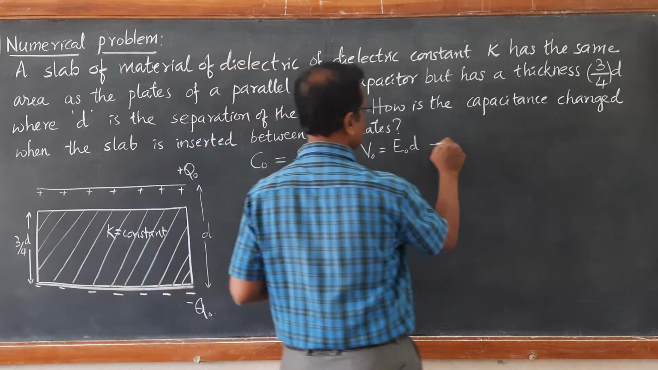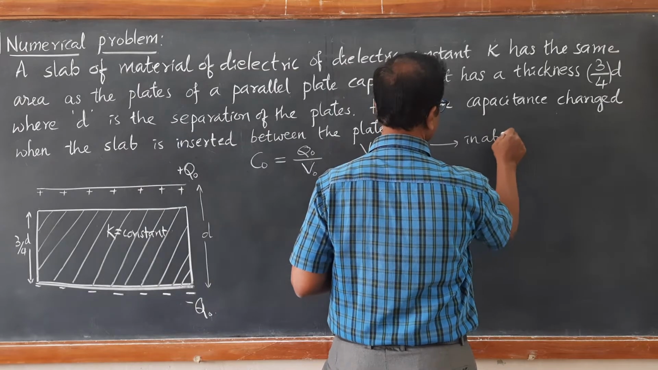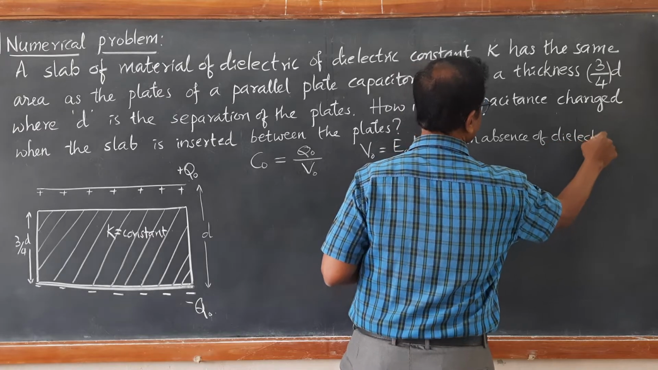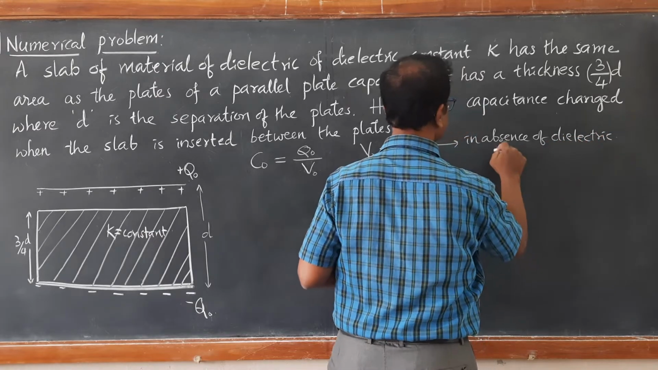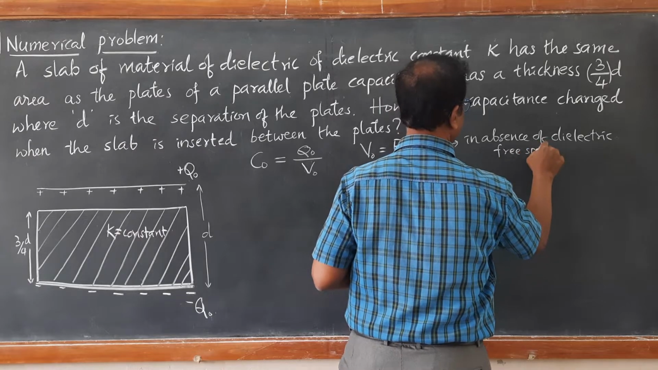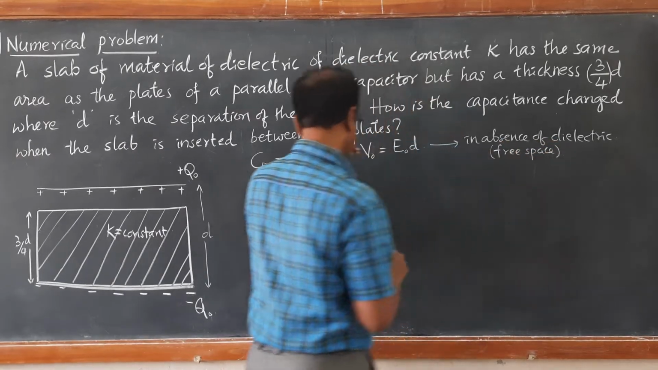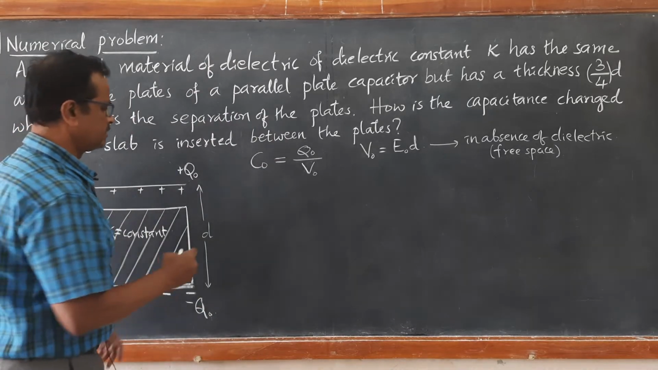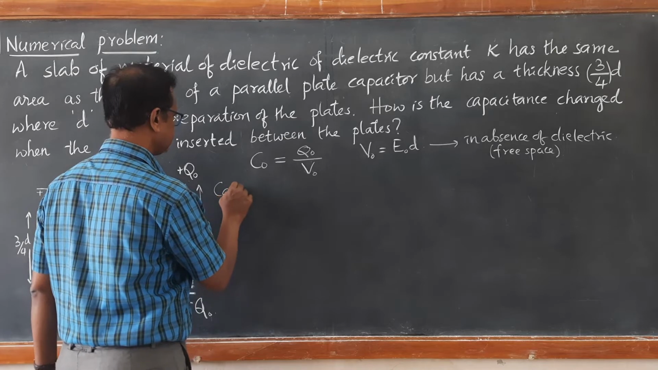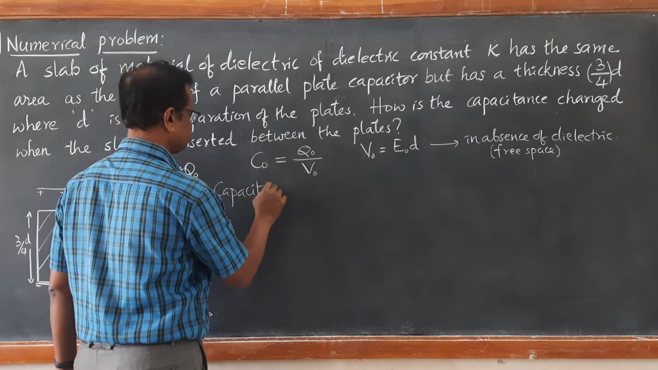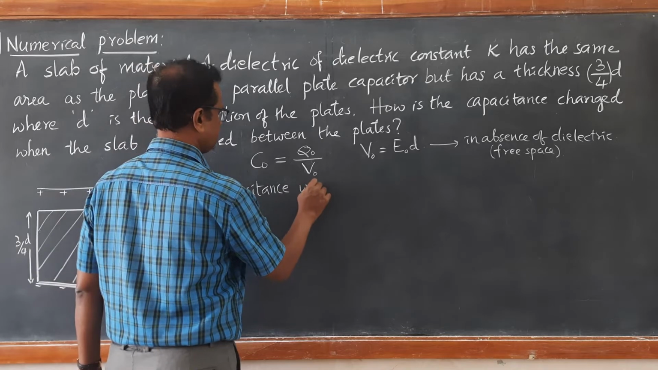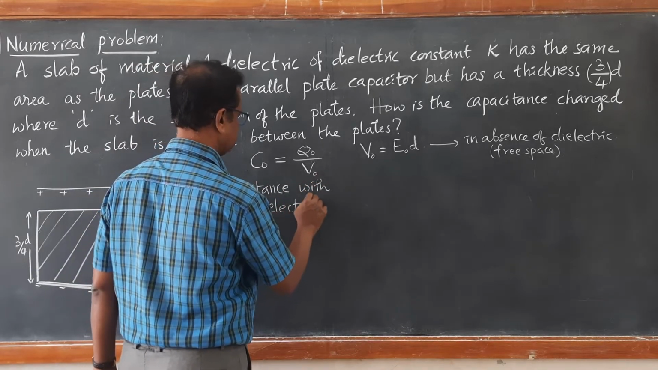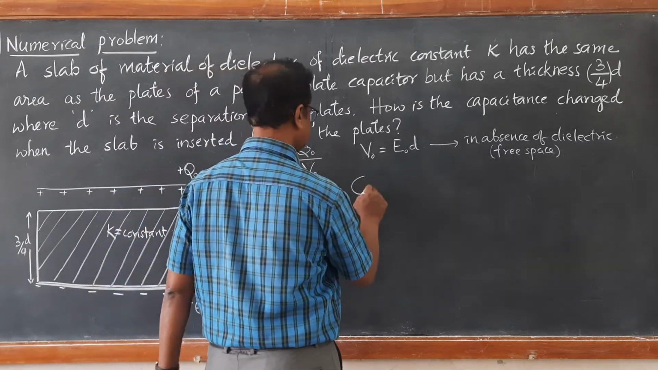This is in absence of dielectric, that is free space. But the capacitance when the dielectric is filled, with dielectric, is written as C.